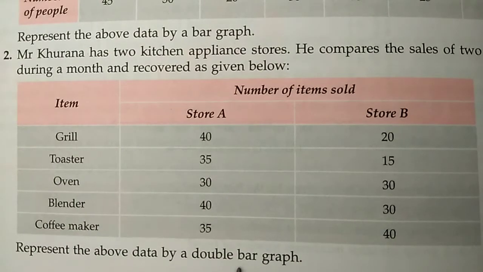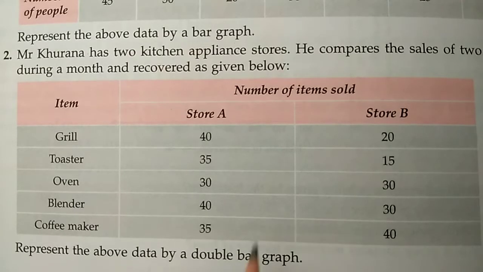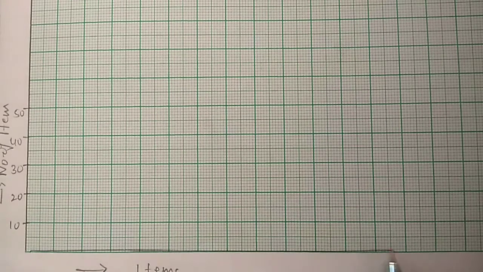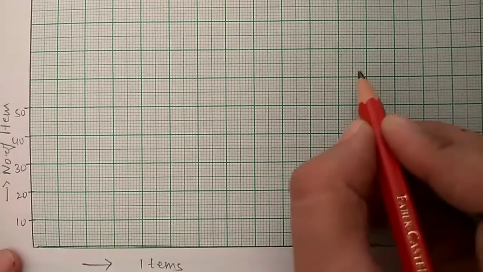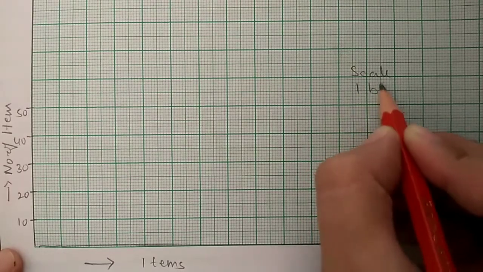This information we have to represent by double bar graph. Double bar graph means in one graph only we will represent store A information and also store B information. So first of all you have to take a graph sheet. On the horizontal line we are representing the items and on the vertical line we are representing the number of items sold. Scale here we have taken each block is equal to 10 units. So here you can write the scale: one block is equal to 10 units.